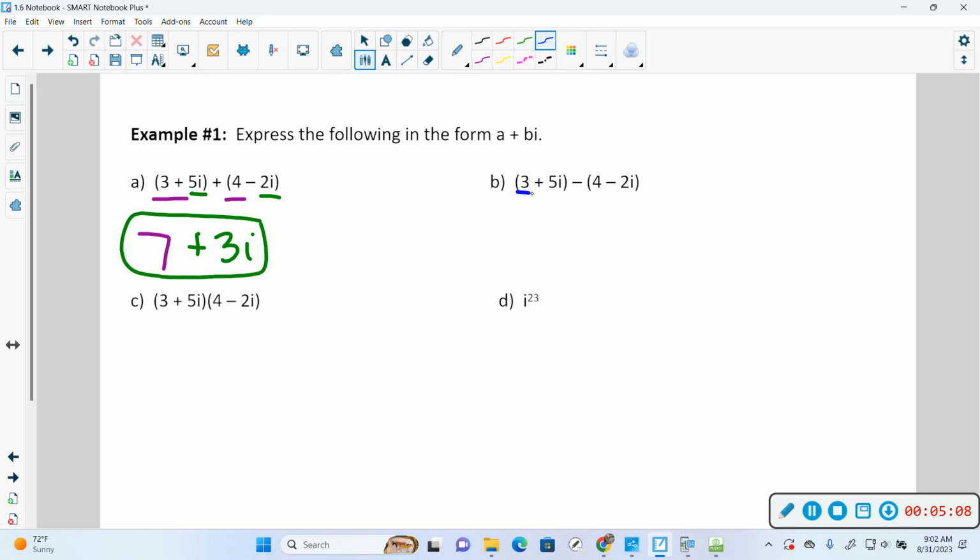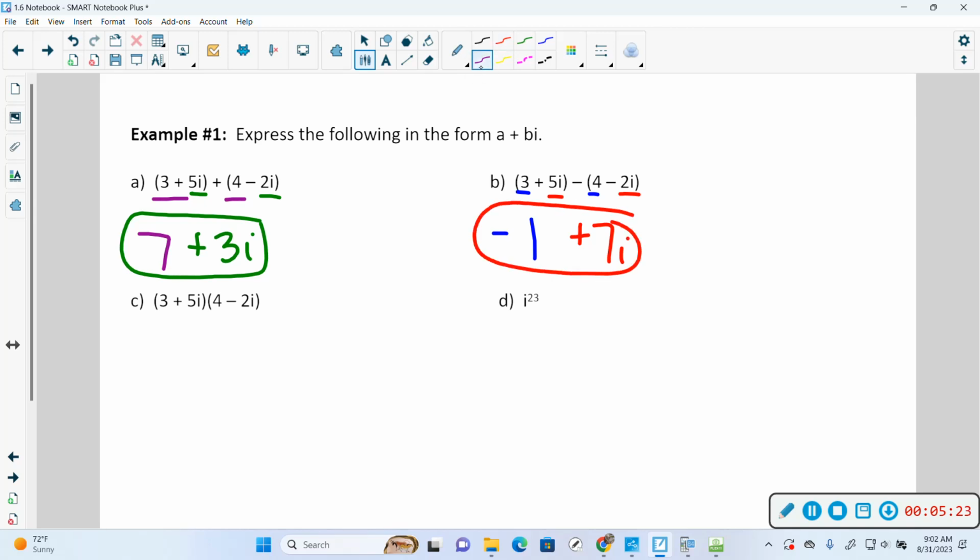Ooh, subtraction. Wow, okay. Let's do the reals. 3 minus 4. We're crushing it. Okay, 5i minus negative 2i. What's 5i minus negative 2i? 7i. Love it.